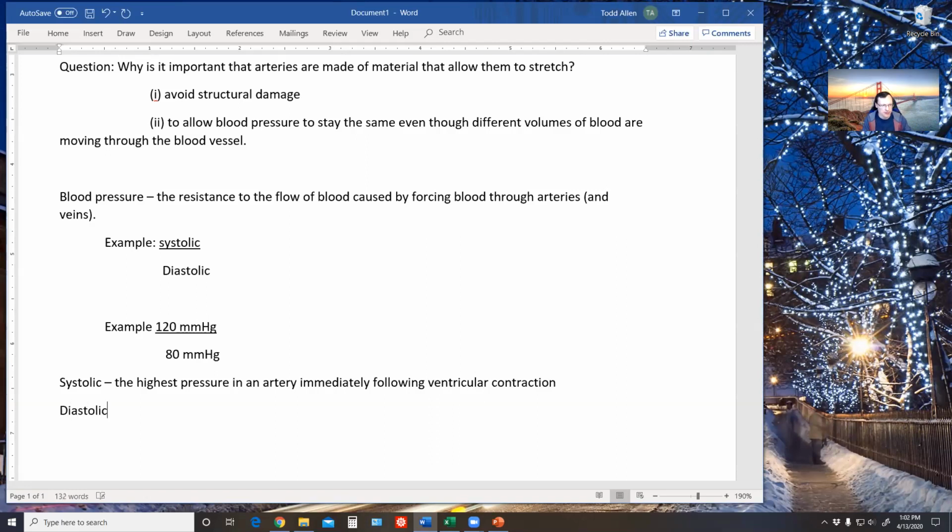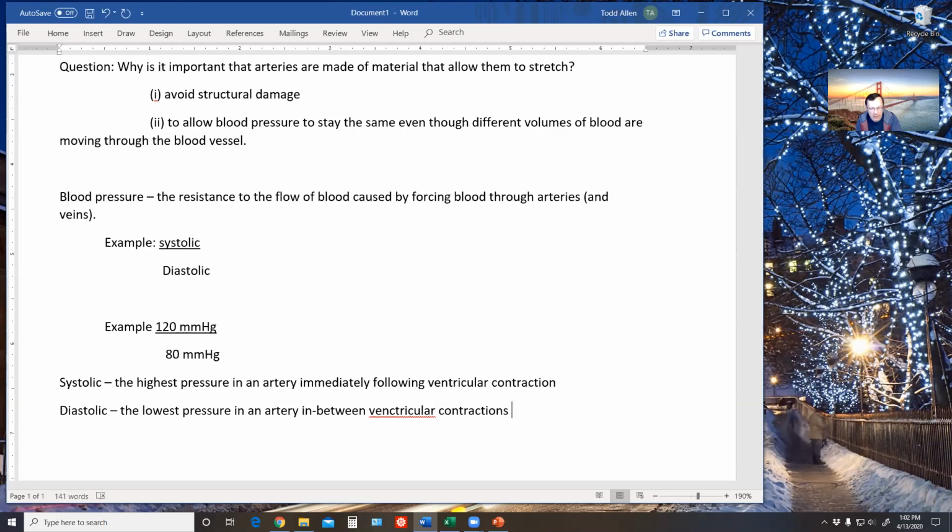Diastolic. Diastolic is the lowest pressure in an artery in between ventricular contractions. If you think about it, diastolic pressure is the lowest pressure in the artery in that brief window of time when your heart is actually resting.